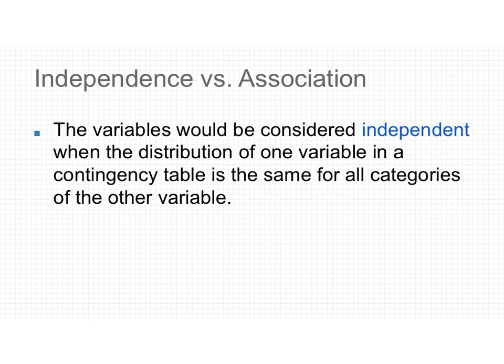And so independence and association: the variables would be considered independent when the distribution of one variable in a contingency table is the same for all categories of that other variable. So if we look across the table, like our one we saw with the Titanic, if all those numbers were the same, then that would be what we call independent.